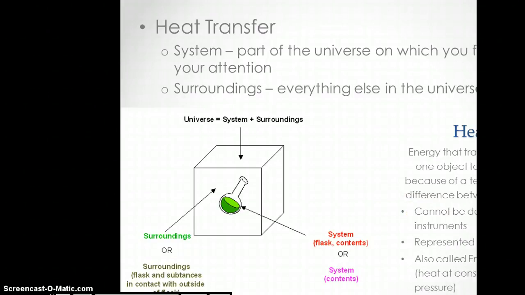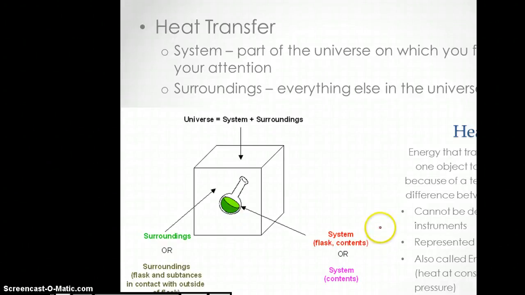We are going to use delta H to represent heat. That delta, that triangle, is a Greek letter. It's the Greek letter delta, and it means change in. So anytime you see that delta right there, it means change in. So delta H means change in heat. We also use the term enthalpy, which is heat at constant pressure. So heat and enthalpy, delta H, they're interchangeable with each other.